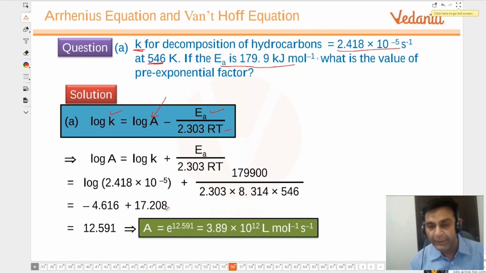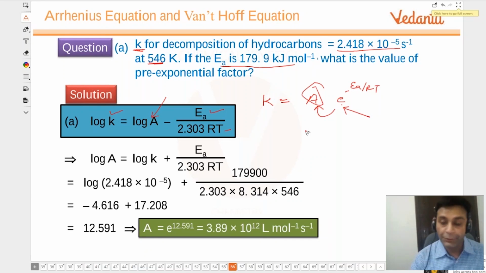Pre-exponential means basically I gave you this equation K equals A e to the power minus Ea upon RT. This is the exponential, e is exponential. Pre-exponential means A. Pre-exponential is A. It is also called the Arrhenius constant. It is also called the exponential constant. So you can solve this part, right?